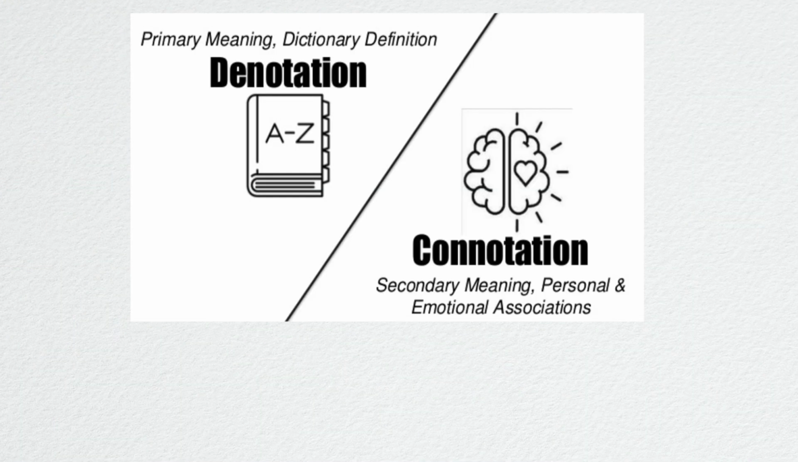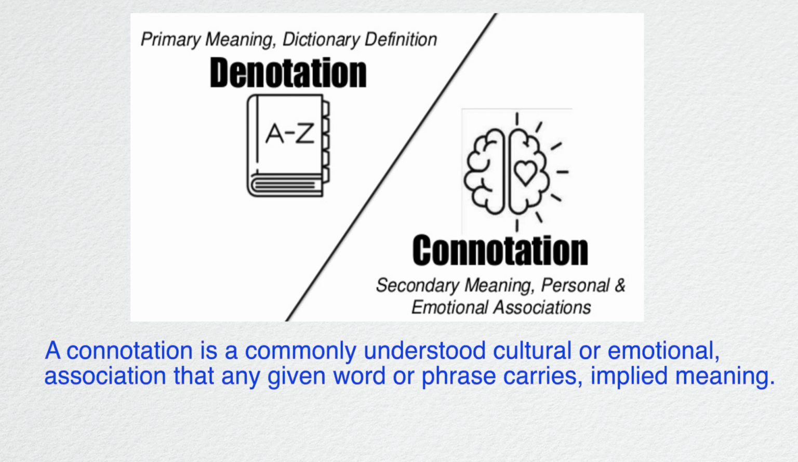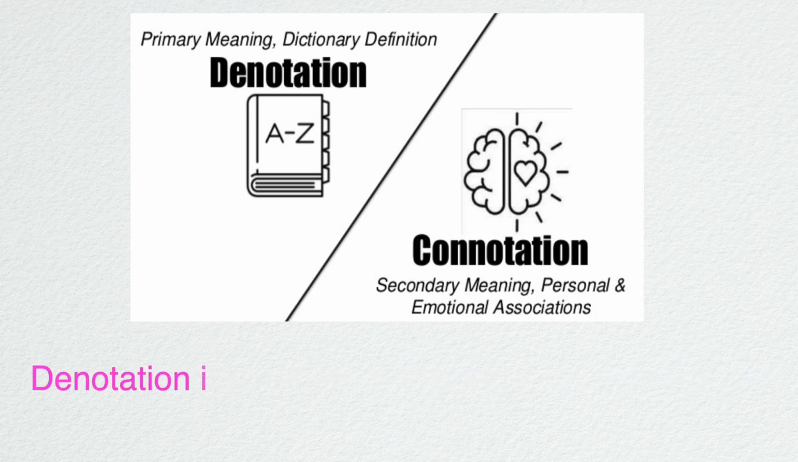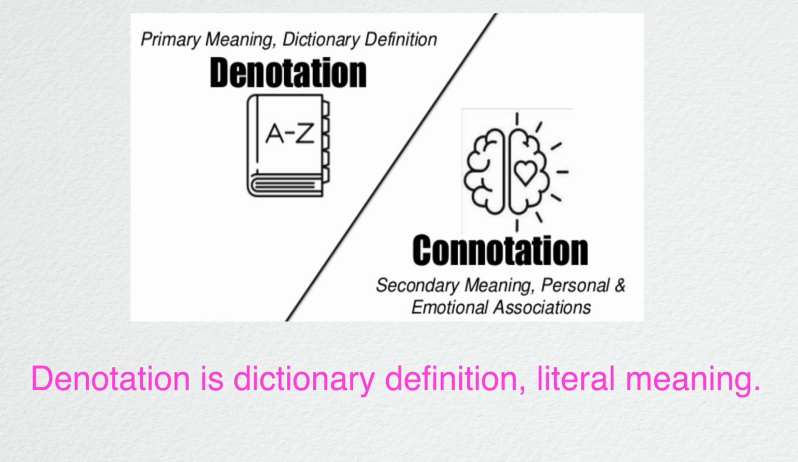While expressing your ideas, communicating with those around you, the words you use matter. A connotation is a commonly understood cultural or emotional association that any given word or phrase carries. Implied meaning. On the other hand, denotation is the dictionary definition, the literal meaning.